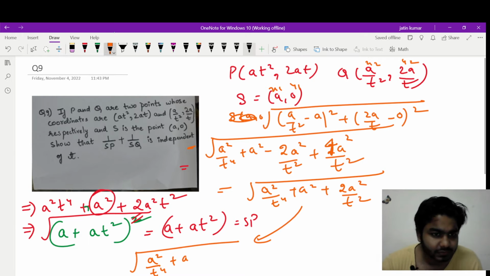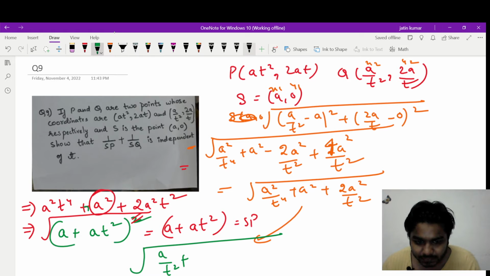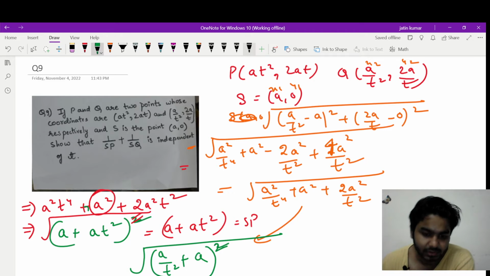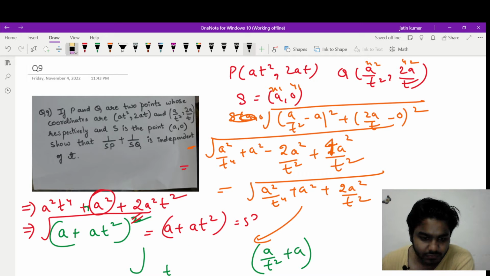Now it is whole under root a square upon t4 plus a square plus 2a square upon t square. So can we write directly the formula? It is becoming the formula of whole under root a by t square plus a whole square, I think. Let me observe it. If you open it, a square upon t4, and a square, and 2a square upon t square, yeah, it is becoming the formula of a by t square plus a whole square. So can we cut square root with square? So we are left with a by t square plus a. Now we have got these two values of SP and SQ.